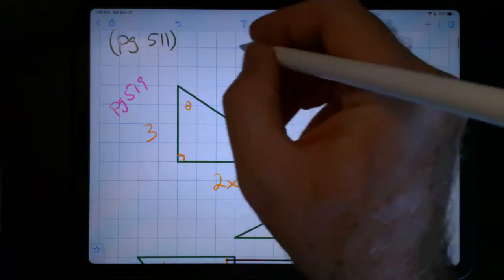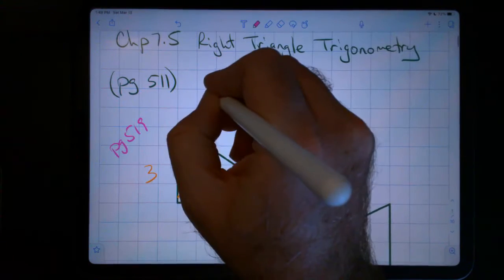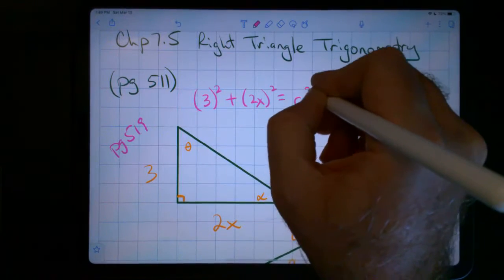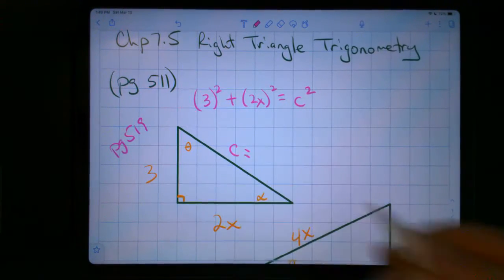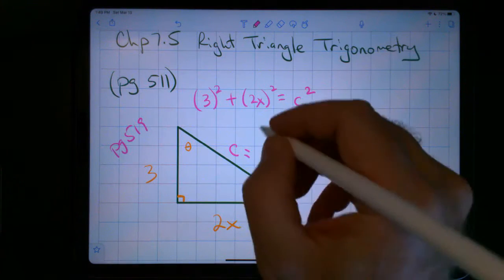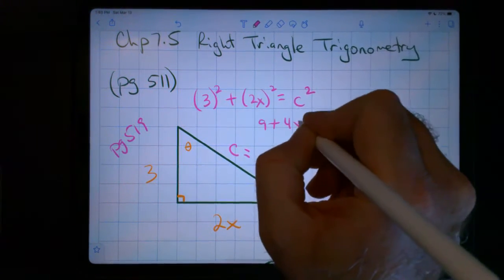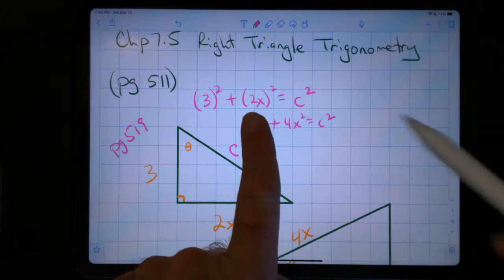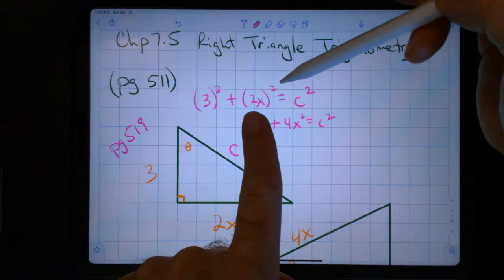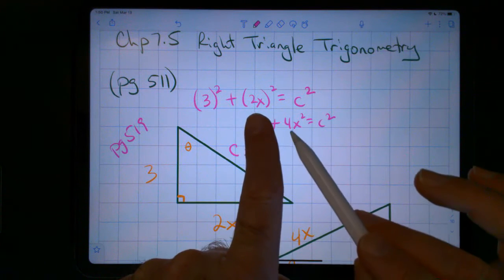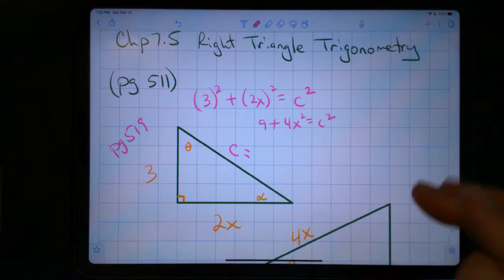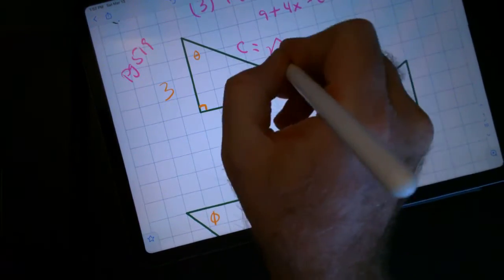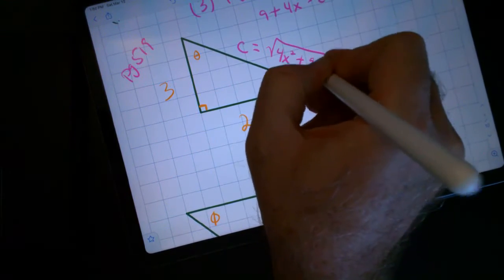So here, if we label our hypotenuse as C. Remember, here we're going to be squaring all of this. This is 2x times 2x, which is 4x squared, plus 9. Take the square root of both sides. And I prefer the x squared to be in front of the constant.